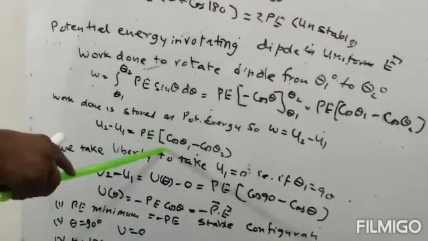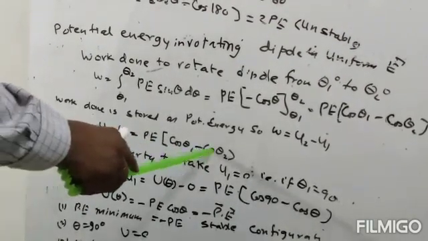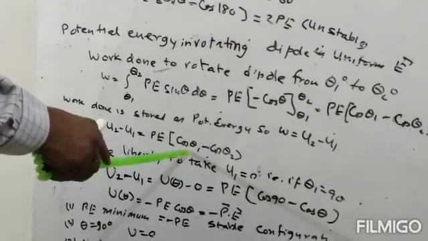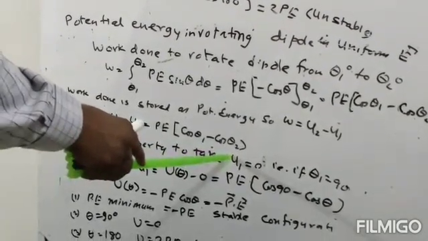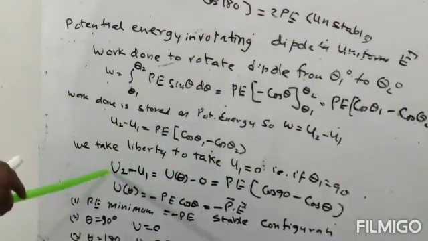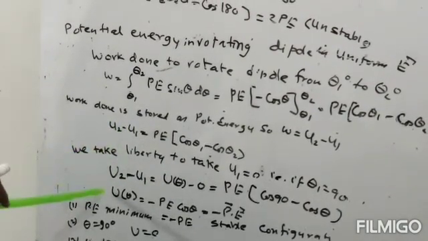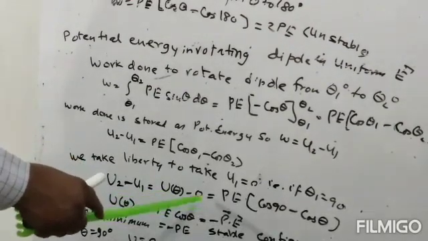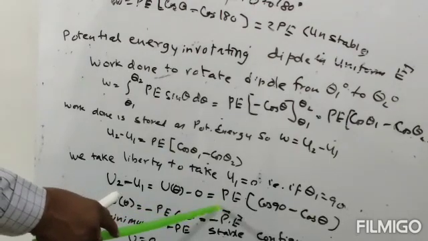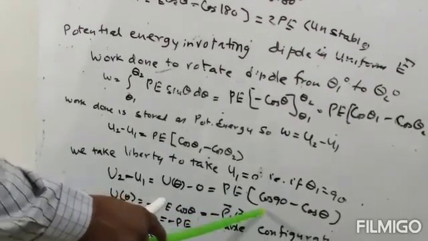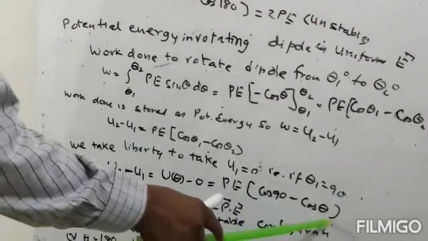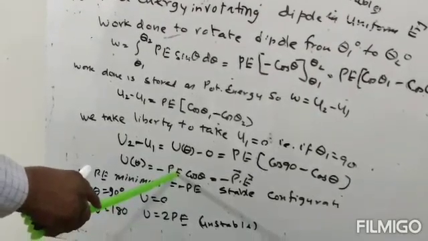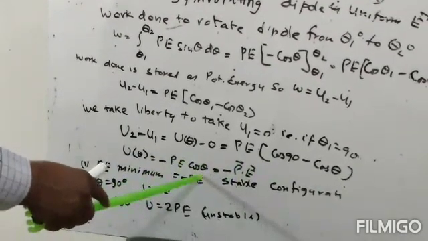We will be cos 90 minus cos theta 2. So theta 1 will be equal to 90, where potential energy will be 0, and theta 2 we substitute as theta. So U2 minus U1, with U1 equal to 0, will be equal to P into E, cos 90 minus cos theta. So this will be equal to P into E, 0 minus cos theta.